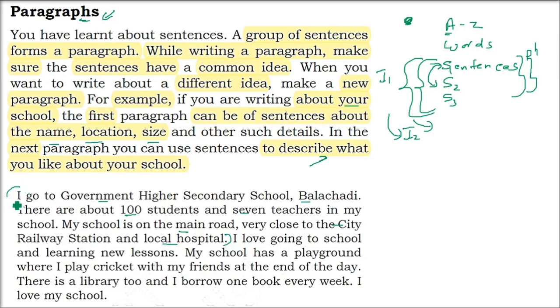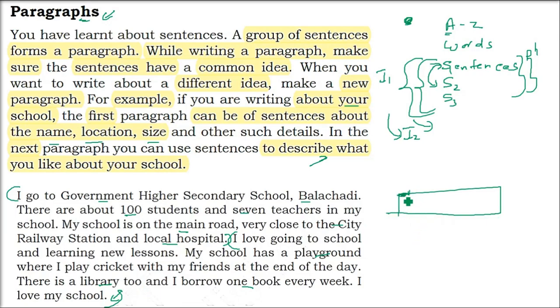Now you can have two paragraphs out of this. The second paragraph will be in the next line. I love going to school and learning new lessons. My school has a playground where I play cricket with my friends at the end of the day. There is a library also. I borrow one book every week. I love my school. This is your second paragraph. So generally, these are combinations of sentences.